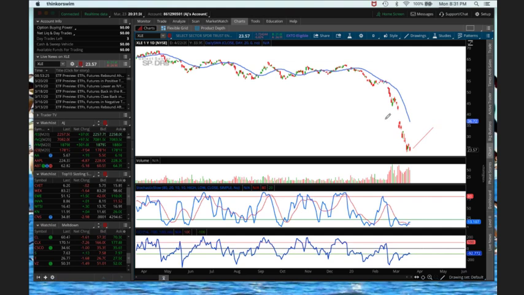I think eventually we'll start to see bounces here as well, and you've got to be prepared for that when it happens. Don't try to catch a falling knife. Wait for the bounces to occur. Lots of opportunity here.